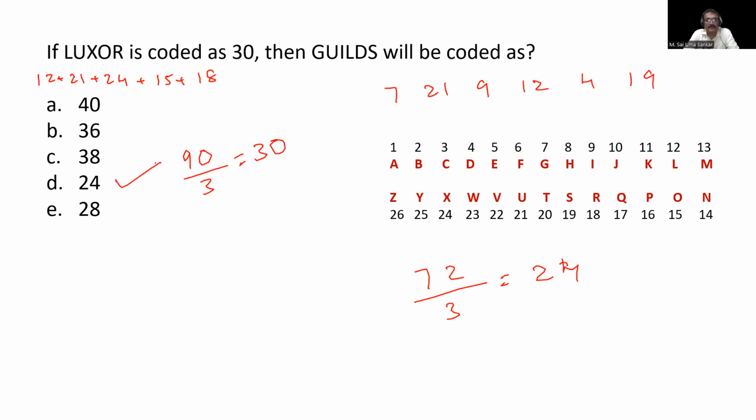That is the sum of the place values divided by 3. Here, Luxor, sum of the place values 90 divided by 3, that is equal to 30. What is the sum of the place values of GUILDS? That is 72 divided by 3, that is equal to 24.